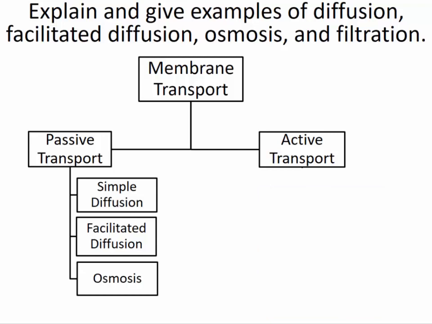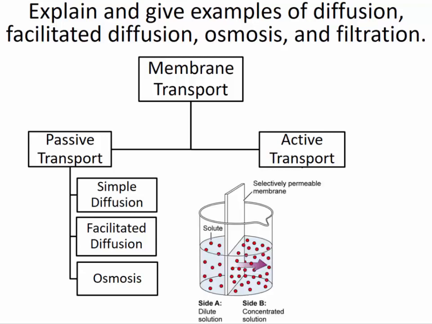Another type of passive transport is osmosis. Osmosis is actually very similar to facilitated diffusion, but it specifically has to do with water. The water would require a protein to help it move from high levels of water to low levels of water through the selectively permeable membrane.